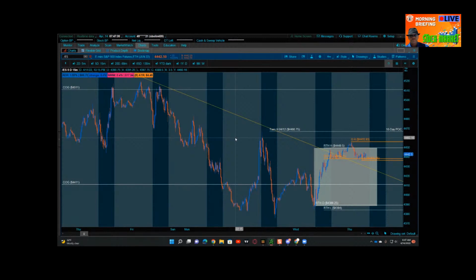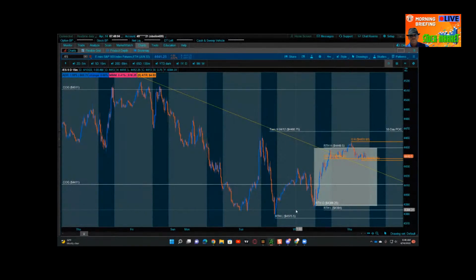So the downside expectation is yesterday's low, yesterday's open, and then yesterday's lowest point, 43.84 or 43.90, right around in that area. If we happen to get beyond that, then Tuesday's low will be the next line in the sand, and that is 43.75.